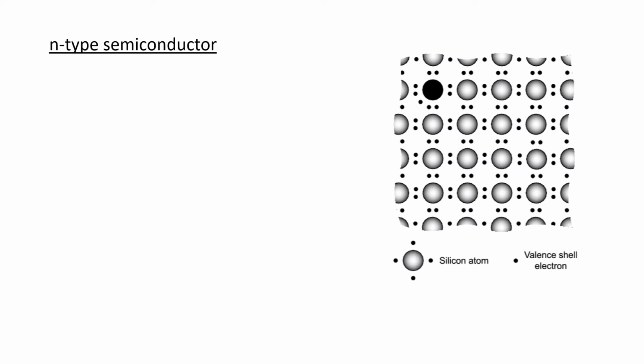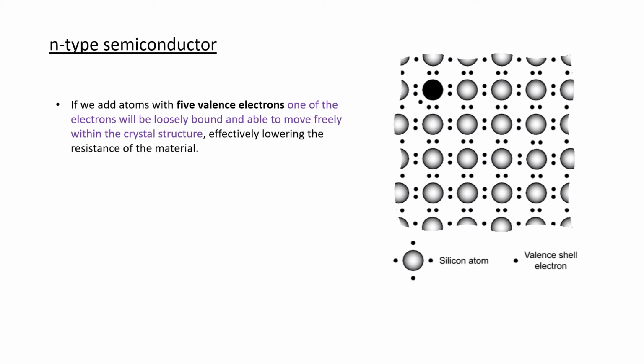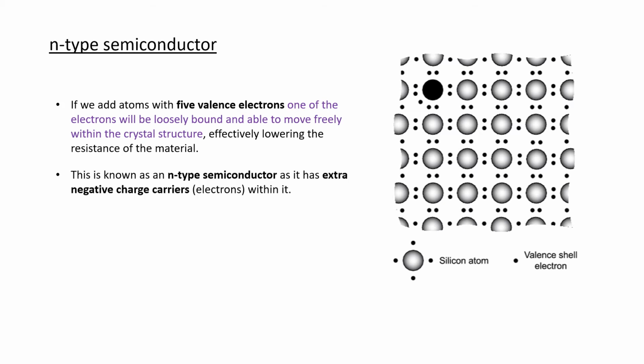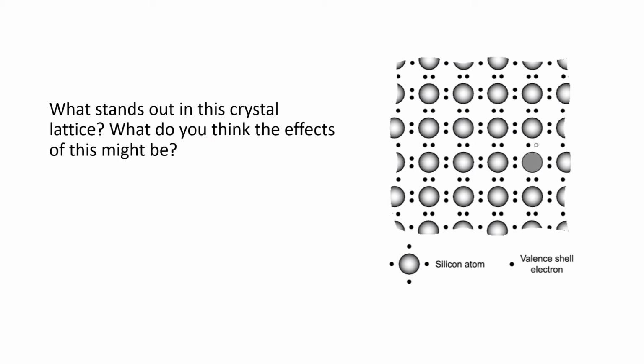If you take a look at this one on the top left, this one actually has 5 valence electrons. One of those electrons, because it covalently bonds with the rest of the atoms, becomes free. So one of those electrons will be loosely bound and able to move freely within the crystal structure. This effectively lowers the resistance of the material. We call this type of semiconductor an N-type semiconductor because it has an extra negative charge carrier within it.